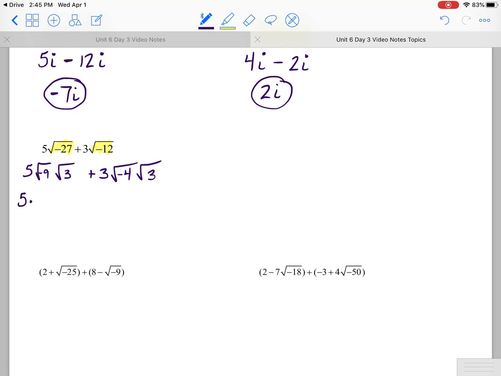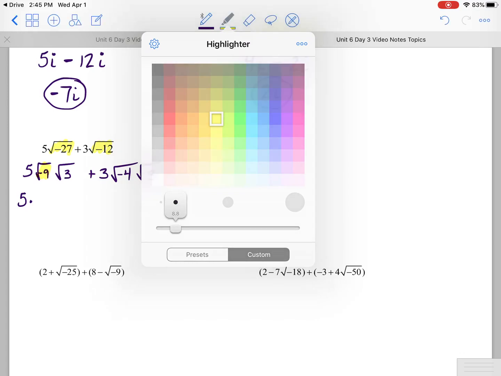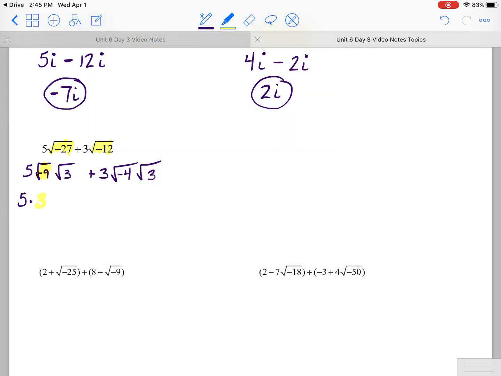So this simplifies to 5 times, that becomes, oops, sorry guys. That becomes 3i, radical 3, plus 3 times 2i, radical 3. So this gets me 15i, I can multiply those, radical 3, plus 6i, radical 3.